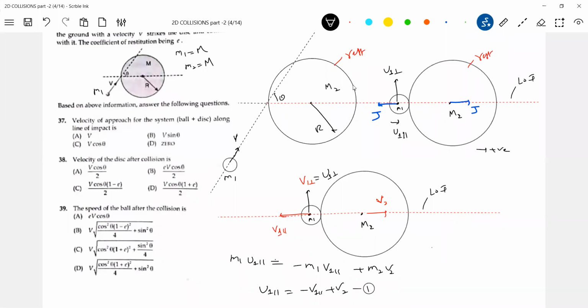The coefficient of restitution formula: e should be equal to v2 minus v1 parallel, divided by u1 parallel. So v2 minus v1 parallel is equal to e u1 parallel. u1 parallel is how much? v cos theta. Keep v2 and this unknown v1 parallel. Solving 1 and 2, we'll get v1 parallel and v2 parallel.